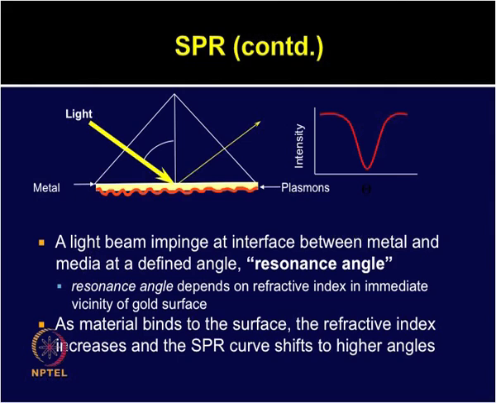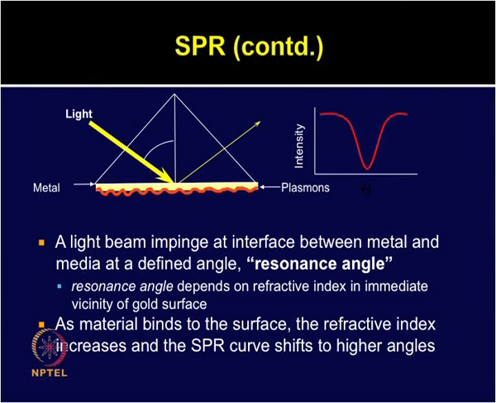Now, I will continue with the working principle of SPR. A light beam which impinges at the interface between metal and the medium defines a resonance angle. The resonance angle depends upon the refractive index of the medium in immediate contact with the gold surface.